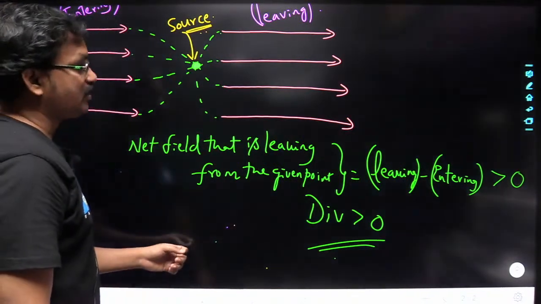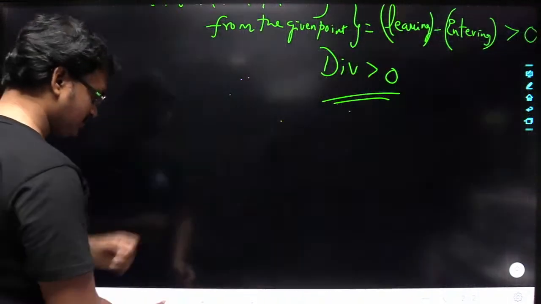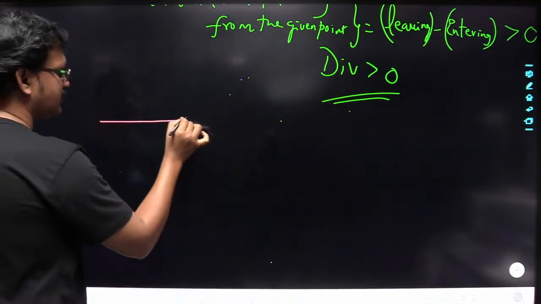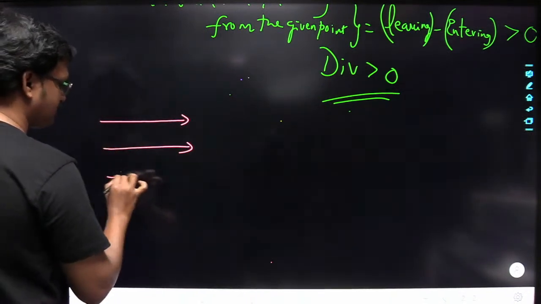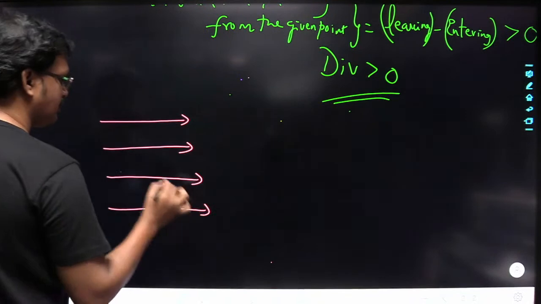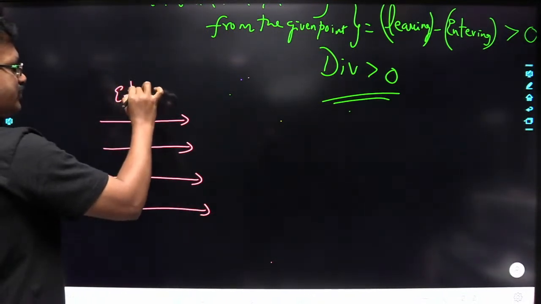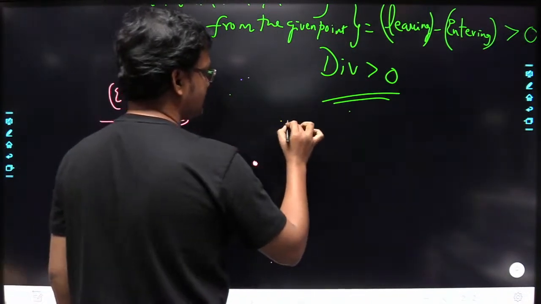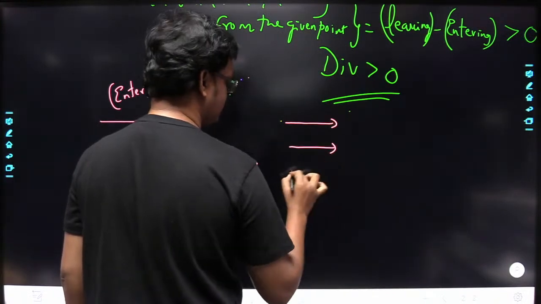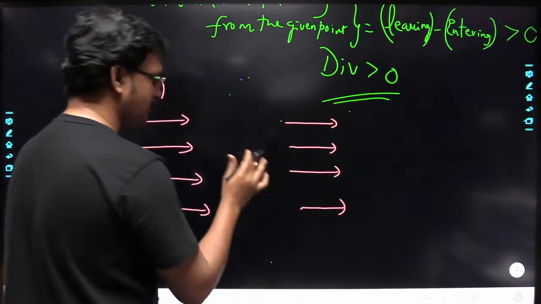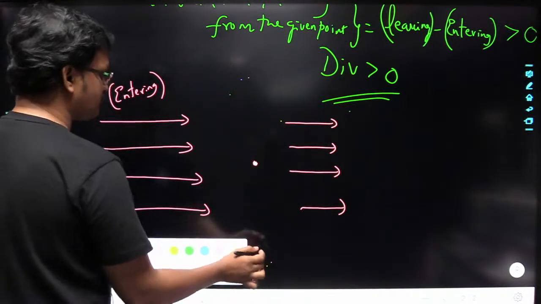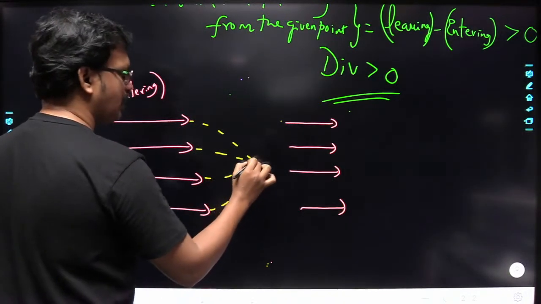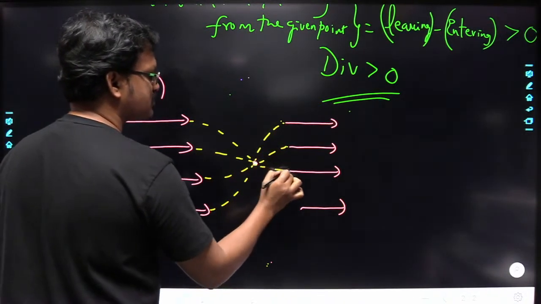Okay. Now similarly, in the same manner, if I consider the vector field like this, let us say this is the vector field. Let us say this is the entering field here. This is entering, right? So here I am considering a point. Now here the field is leaving. The field is leaving from this point. Now if you observe, this is the field that is entering towards this point, and this is the field that is leaving from this point.